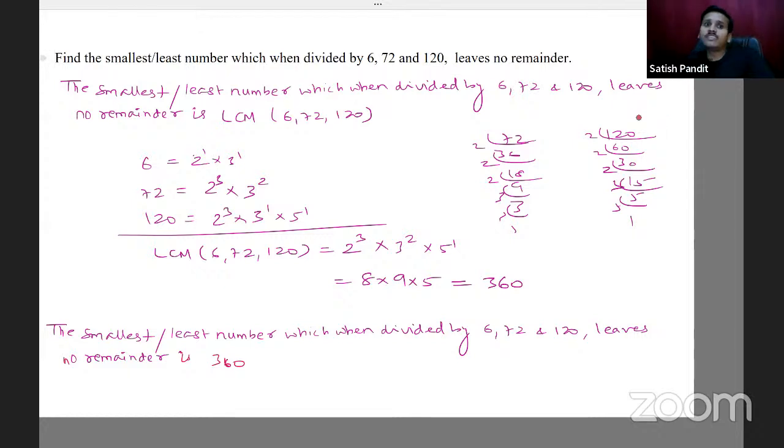Okay. So find the smallest or the least number which when divided by 672 and 120 leaves no remainder. So for this also we have to find LCM. Okay. Because LCM is the, yes, tell me.